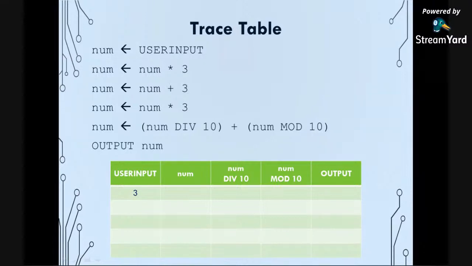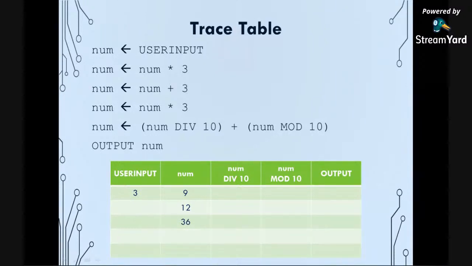Okay, now it asks for the number times 3. So number is number times 3. So I'm going to say 9. 3 times 3 is 9. And then 9 plus 3 is 12. And then 12 times 3 is 36.